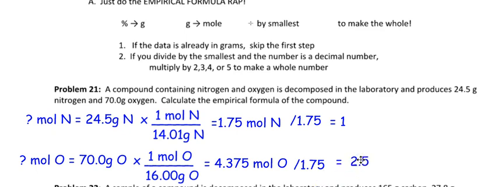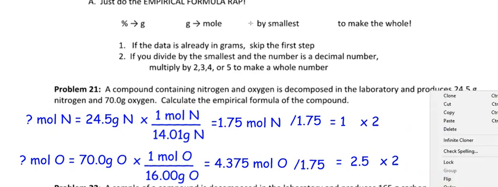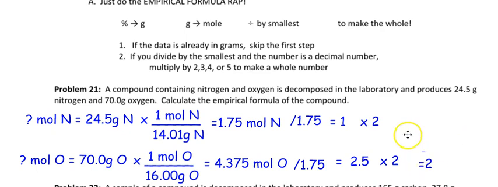So what's wrong with this? Did I get a whole number? No, I got 2.5. So what can I multiply 2.5 by to get a whole number? 2. So I have to multiply this by 2. And so this is a 2, and this is a 5. And what does this do for me? It gives me an empirical formula of N2O5. Is this the smallest whole number ratio? Yes, it is. So that's an empirical formula.